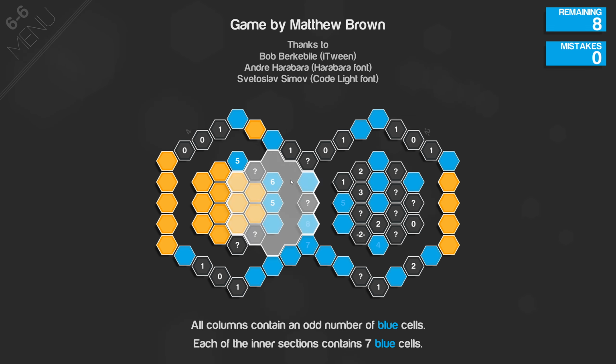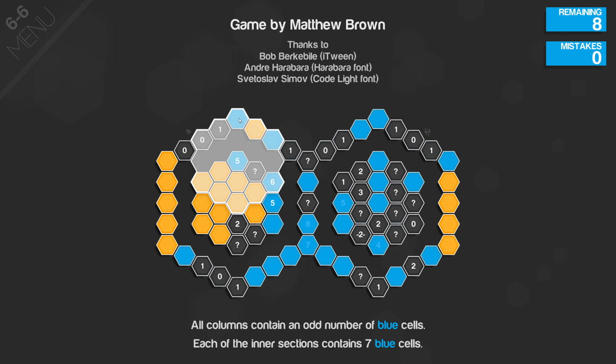We have 1, 2, 3, 4. We're going to get 1 of those for 5, so it's not this one. We need 2 of these now. This column here has 2 blues in it and 2 more. So only 1 of these could be blue because we need to make it an odd number. That's 1, 2, 3, 4. And this 6 needs 1, 2, 3, 4, 5. It's going to get 1 of those, so it's neither of these.